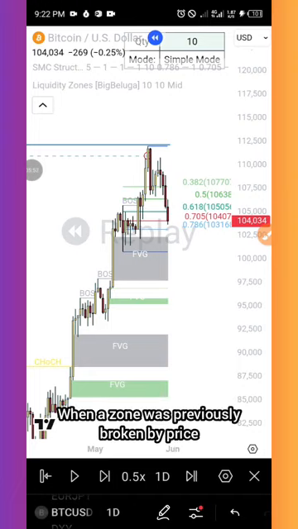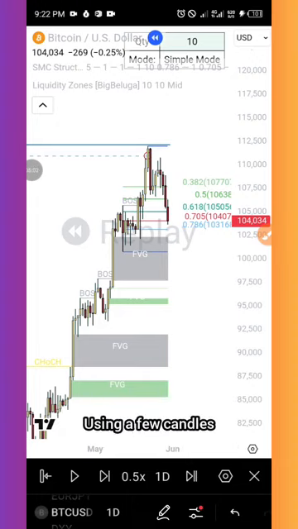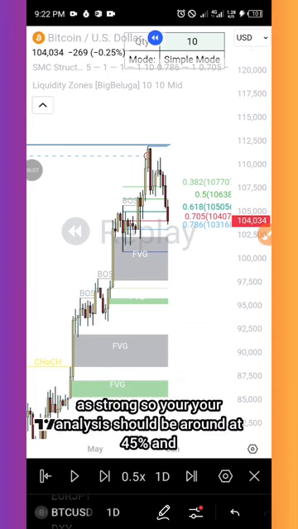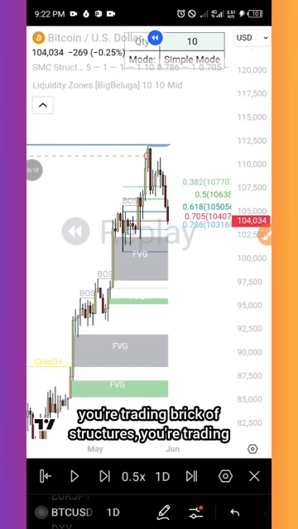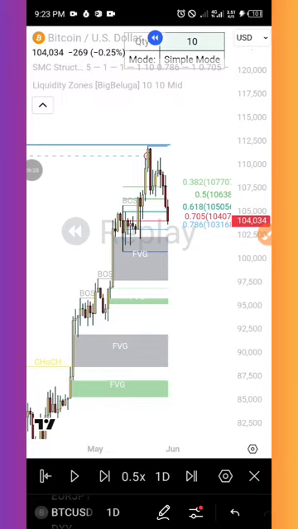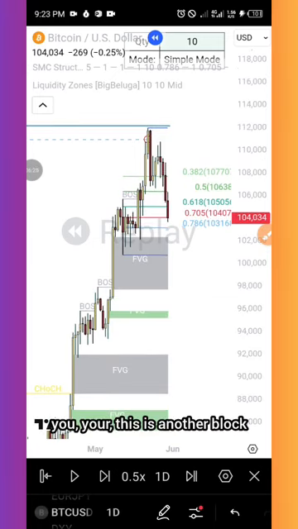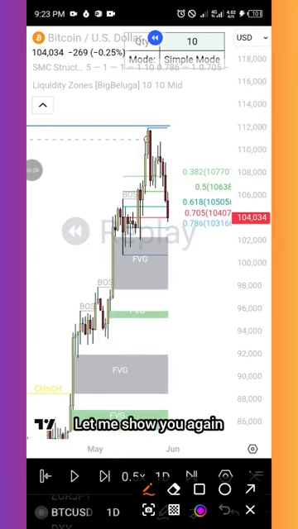But when a zone was easily previously broken by price using a few candles, that should tell you that zone is not as strong. So your analysis should be around 45% trust on that particular zone. Remember, you're trading zones, you're trading break of structures, you're trading order blocks. So this is an order block I just showed you before. This is another block. Let me show you again.